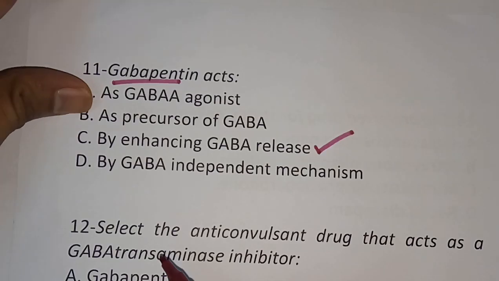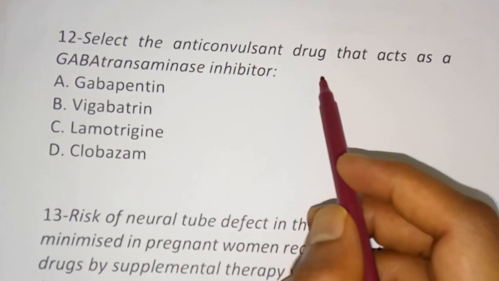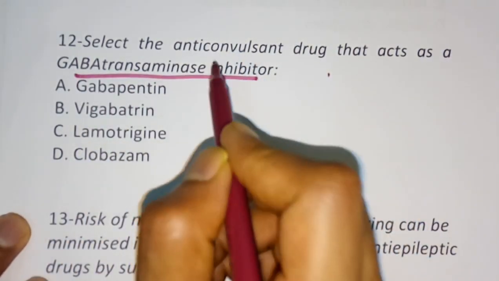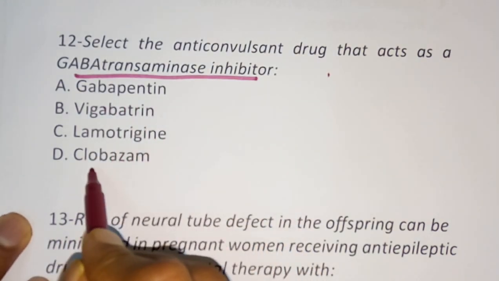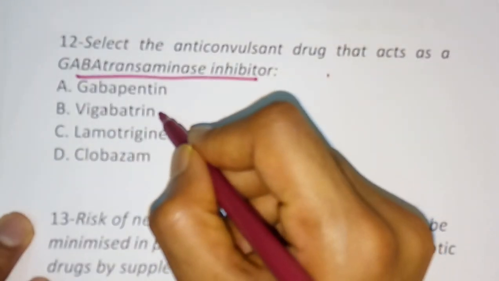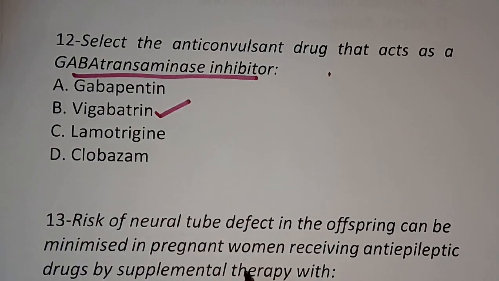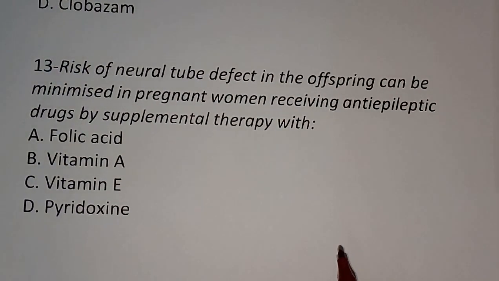Now another question. Select the anticonvulsant drug that acts as a GABA transaminase inhibitor. This is also important. Options: gabapentin, vigabatrin, lamotrigine, clobazam. The correct answer is vigabatrin. Vigabatrin is the correct answer here. Next question, the second last question. After that we will discuss the drug of choice also.